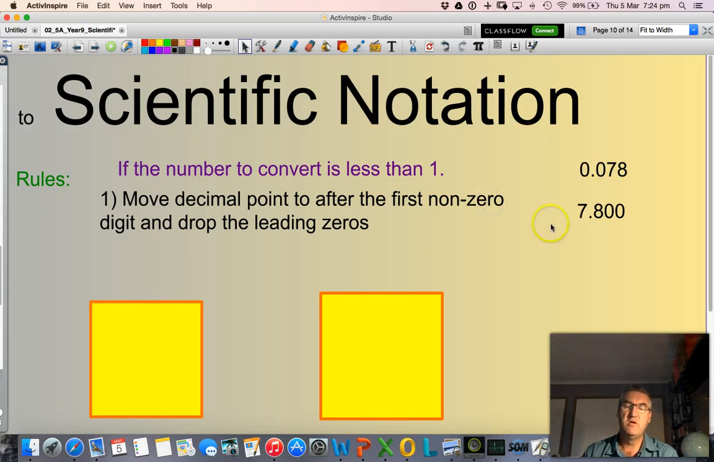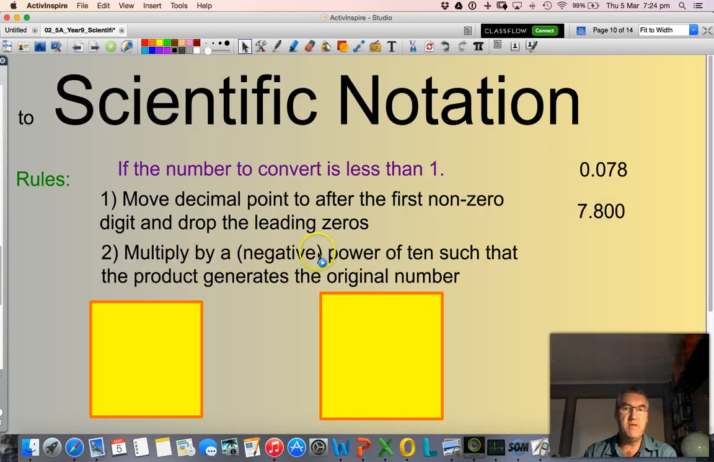So I'll show you what I mean. That becomes 7.8. Now what I need to do is multiply by a negative power of 10 such that the product generates the original number. So I need to basically multiply by a number which will bring this number back to that. In other words, the decimal point has been moved 2 places, so I will need to multiply by 10 to the power of negative 2.